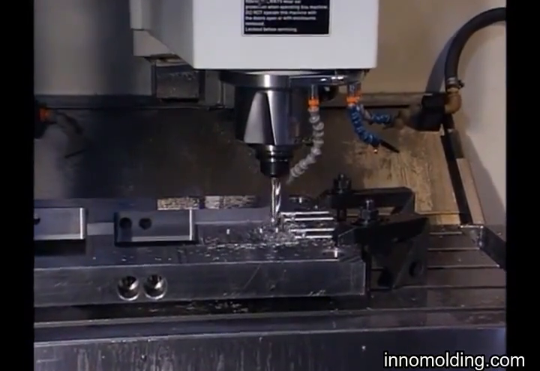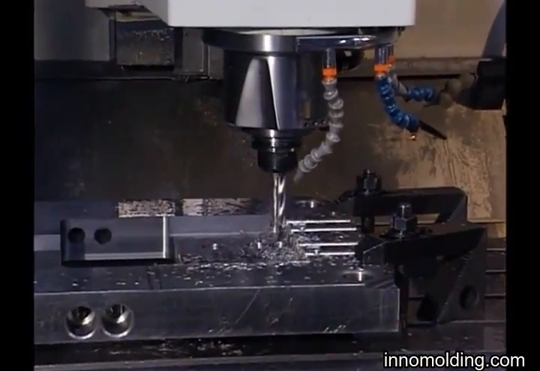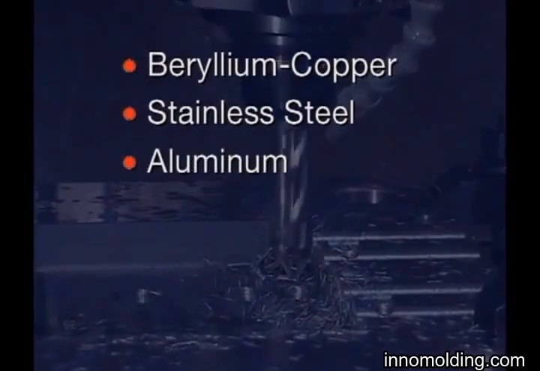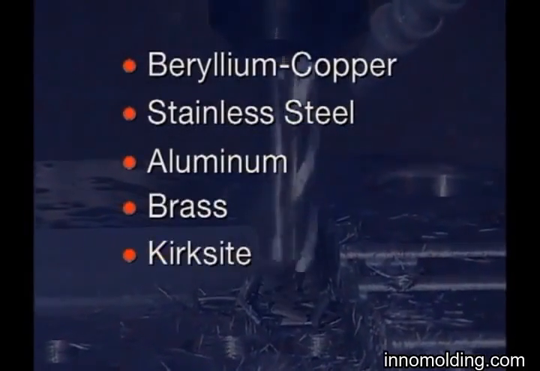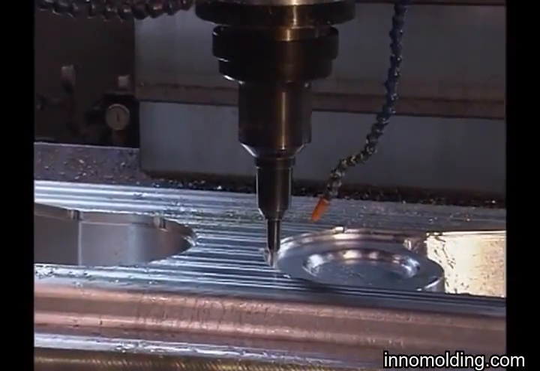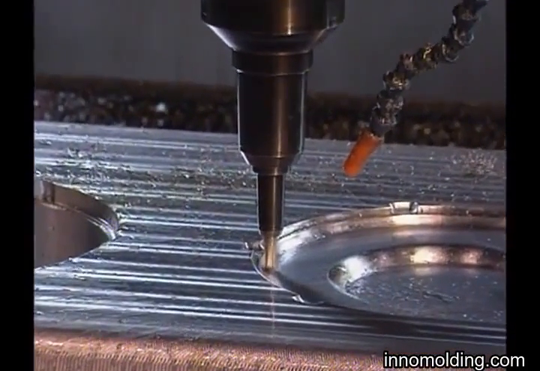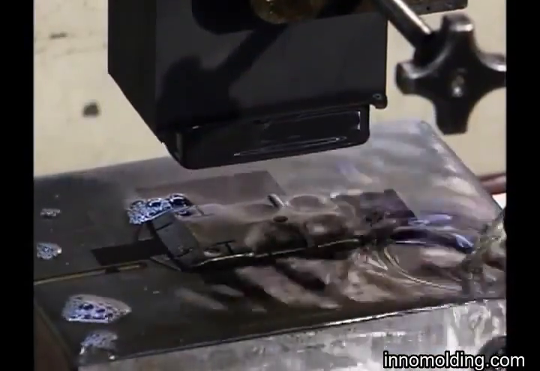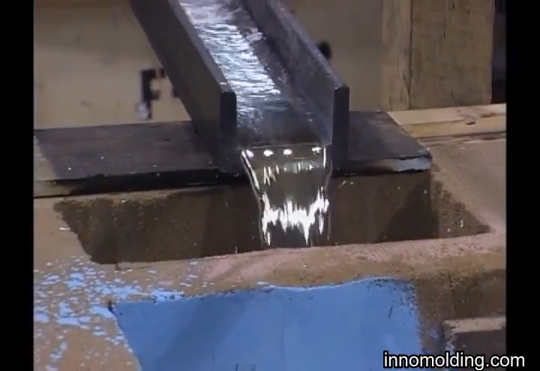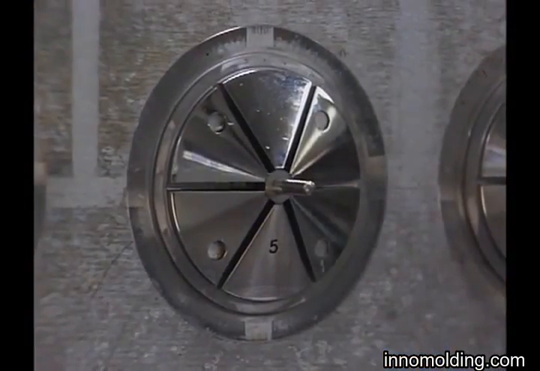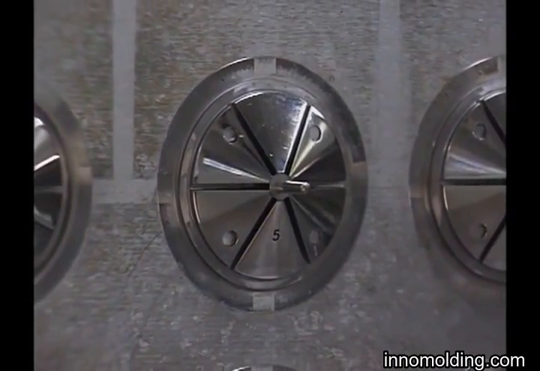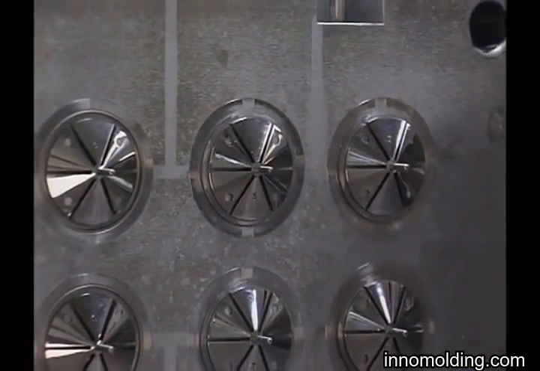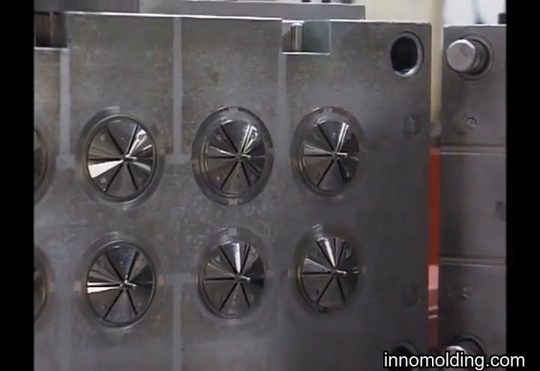Molds are usually produced from special mold steels, but are also manufactured from materials such as beryllium copper, stainless steel, aluminum, brass, kirksite, and epoxy. Molds are manufactured using a variety of methods, including machining, EDMing, casting, and others. Once manufactured, mold cavities and cores are generally heat-treated. In addition, the cavity and core surfaces are often plated or coated to help resist wear, corrosion, and to aid in part release.